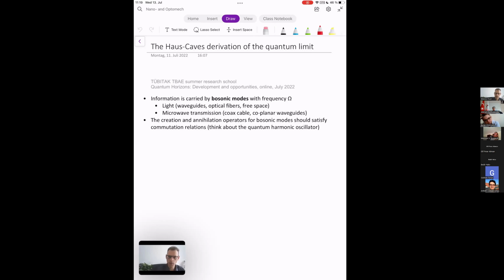through an optical fiber, or when you send light through free space, that would also correspond to a bosonic mode. That is, of course, very important in the context of optomechanics, but you can also think of these bosonic modes as microwave transmission, where you can use coaxial cables or coplanar waveguides. In all of these examples, your information, your mechanical position, is carried by bosonic modes.